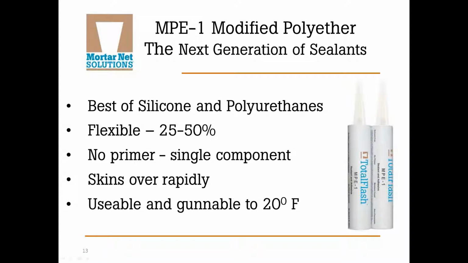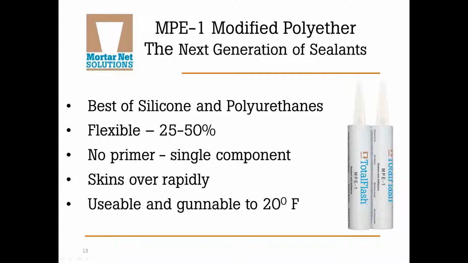Modified polyether sealants like MPE1 are the next generation of sealants, and they combine the best properties of silicone and polyurethane. For example, MPE1 modified polyether sealant is extremely flexible without losing adhesion to the substrate, and it exhibits excellent cohesion. Now, cohesion is how well a sealant sticks to itself, or put another way, how much it resists tearing internally. In fact, testing shows that MPE1 can be stretched 25–50% without losing cohesion.